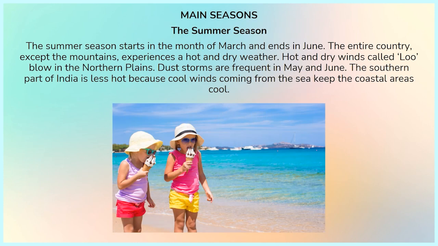Main seasons. The summer season. The summer season starts in the month of March and ends in June. The entire country, except the mountains, experiences a hot and dry weather. Hot and dry winds called Lu blow in the northern plains. Dust storms are frequent in May and June. The southern part of India is less hot because cool winds coming from the sea keep the coastal areas cool.